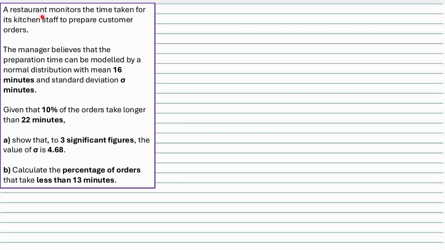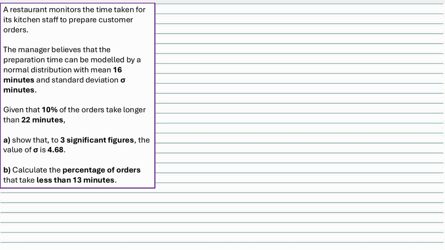So we're told that a restaurant monitors the time taken for its kitchen staff to prepare orders. And the manager believes that the preparation time can be modeled by a normal distribution with a mean of 16 and a standard deviation of sigma minutes. We're given that 10% of the orders take longer than 22 minutes. We need to show to 3 significant figures the value of sigma, the standard deviation, is 4.68.